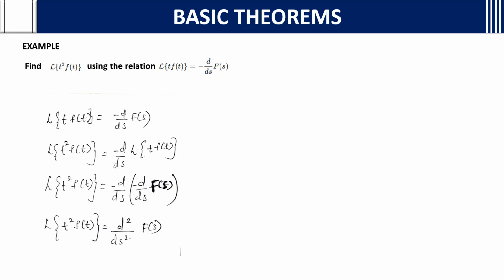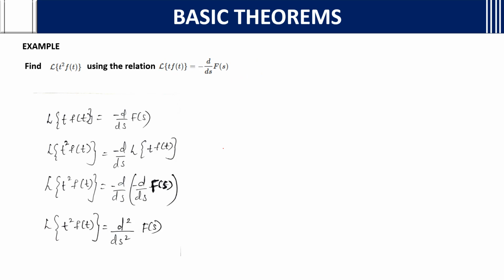Example: find L of t square f of t using the relation L of t into f of t is equal to minus d by ds of f of s. As I told you, this equation is very important. L of t f of t, that is, the Laplace transform of t f of t, is equal to minus d by ds of f of s.